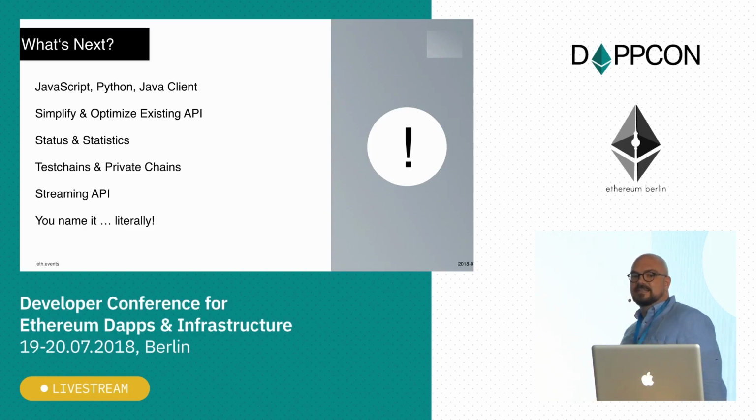We will provide statistic and status endpoints, so you can check at what block the index is and what the server time is, so you can make sure that you're really looking at the latest data. As I said, we will integrate test and private chains, and we will probably also provide a streaming API using WebSockets, which will enable you to just listen to event updates or even get continuously aggregated information for your systems.